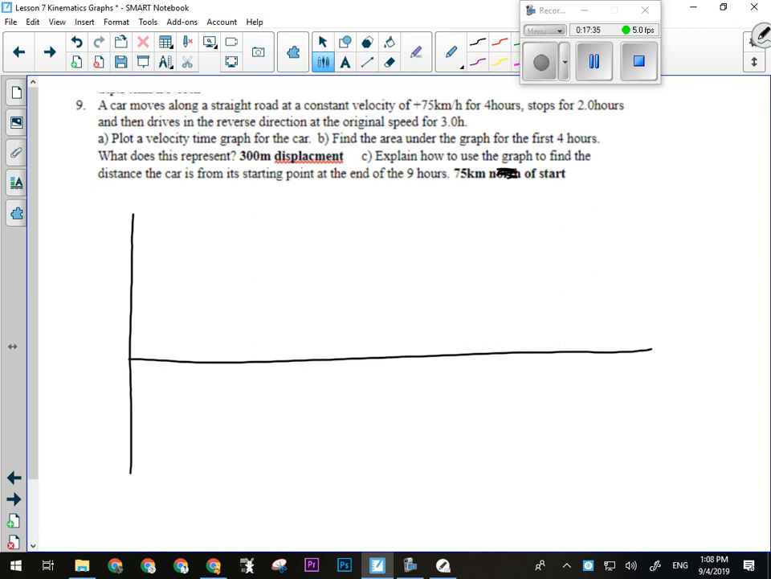Okay, but we've got positive 75. The other velocity I'm going to travel at is negative 75, and then I'm going to be stopped for a little while, so I really only need those 3 numbers on my axis. And then I'll need 4 hours, 6 hours, and 9 hours. Because that's what's going to go on here, right?